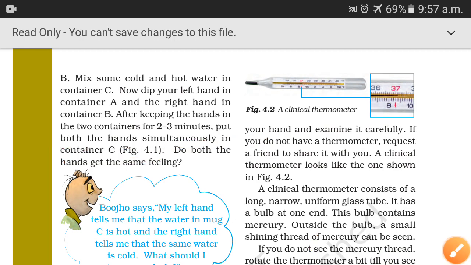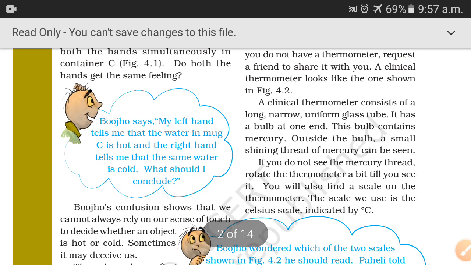Container C is the container in which both the hot and cold water are mixed. So when you dip your hands in container A and container B for about 2 to 3 minutes, after that you put both the hands simultaneously, all at once, in container C. Now tell me students, do both the hands get the same feeling?